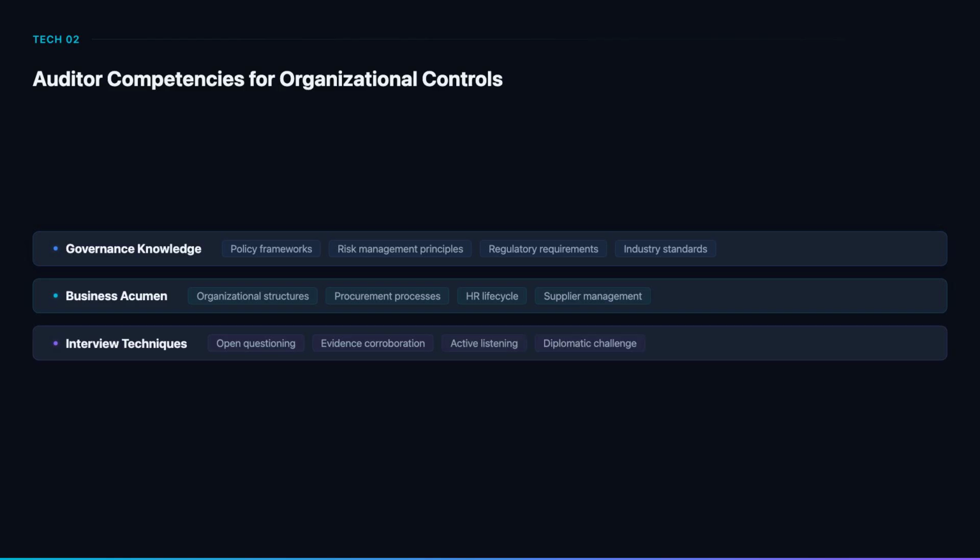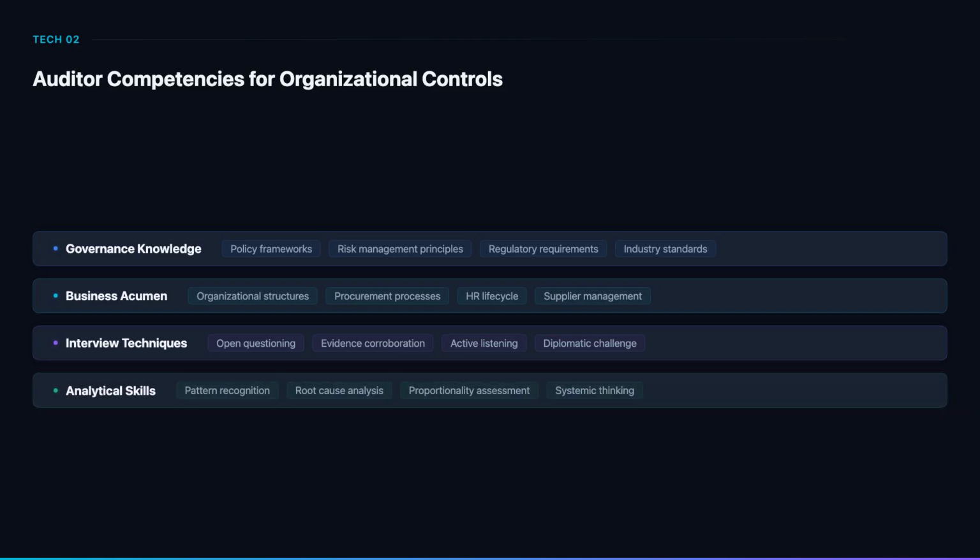Interview techniques are particularly important for organizational controls because much of the evidence comes from people rather than systems. Master open questioning to draw out how processes really work. Corroborate interview responses against documentary evidence. Practice active listening to catch inconsistencies. And develop the skill of diplomatically challenging responses that seem rehearsed or inconsistent with other evidence.